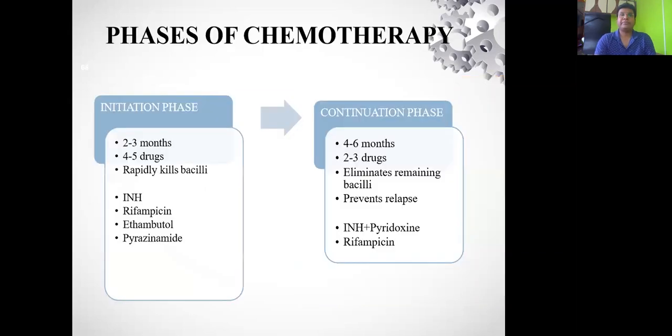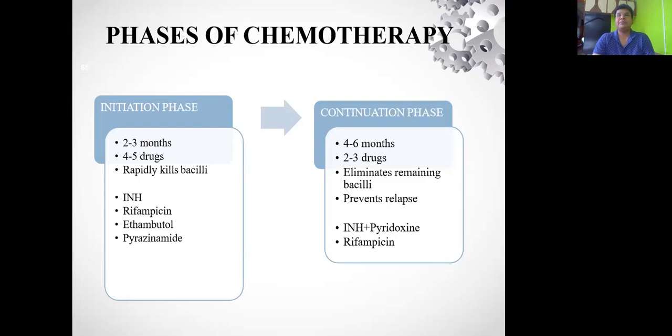Then, when you look into the phases of chemotherapy with respect to anti-tuberculosis treatment, ATT, there is the initiation phase of chemotherapy and the continuation phase of chemotherapy. The initiation phase is also called the intensive phase, and the continuation phase is called the maintenance phase. Initiation or intensive, continuation or maintenance phase. So the intensive or initiation phase extends from 2 to 3 months, where we give 4 or 5 drugs. These 4 or 5 drugs included in the initiation phase rapidly kill the bacilli. The drugs included are INH, rifampicin, pyrazinamide, ethambutol, and sometimes, if there is a problem with ethambutol, we can replace it with streptomycin, or the fifth drug will be streptomycin.